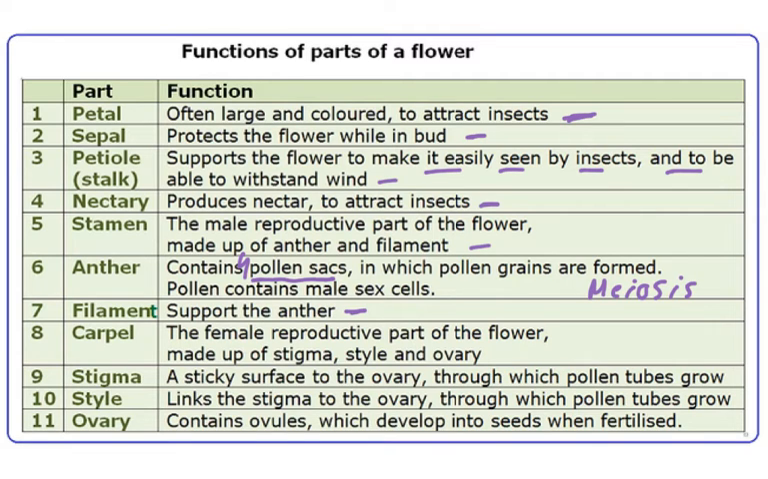Now the carpel is the female reproductive part of the flower and is made of the stigma, style, and ovary. A stigma is a sticky surface through which the pollen tube is going to grow, and the style links the stigma to the ovary through which the pollen tube will grow. Now the ovary contains the ovules which develop into seeds, but the ovule also contains the female gamete. So the female gamete is also inside the ovule, and we'll talk about it when we study pollination and fertilization.